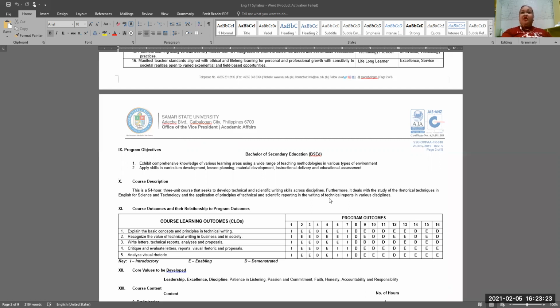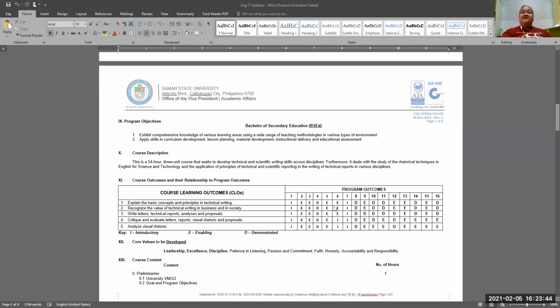So it's very obvious from the course description that this is not going to be a literature class. This is not going to be a creative writing class. There is a very different set of rules and principles that apply for writing technical reports. And that's what we are going to tackle within the next 5 to 6 months.